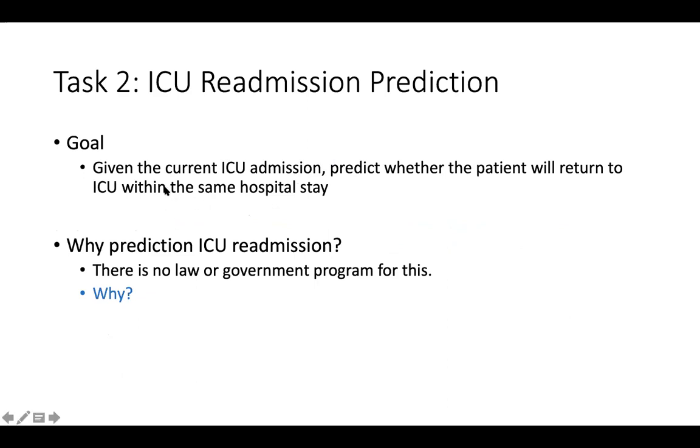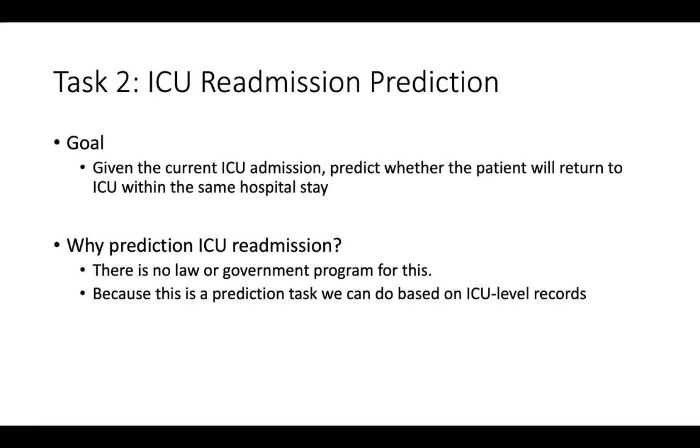I think we may have maybe 5 more minutes. So why predict ICU readmission? For hospital readmission, we already established all the background stories, like what CMS is doing with the HRRP program, and why it's financially important for the hospital to predict readmission accurately. But why predict ICU readmission? There's no law or government program for this, no legal or financial motive for doing ICU readmission prediction.